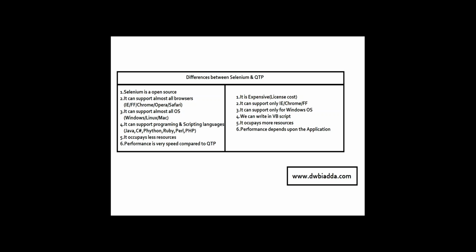And the fourth difference: Selenium can support different programming languages and scripting languages. Programming languages are Java, C Sharp, and PHP. And scripting languages are Python, Ruby, Perl. Those are the scripting languages. If you know PHP, you can develop your script using PHP. If you know Java, you can develop the script in Java. Okay, that is the difference.